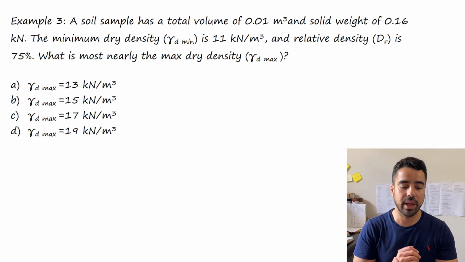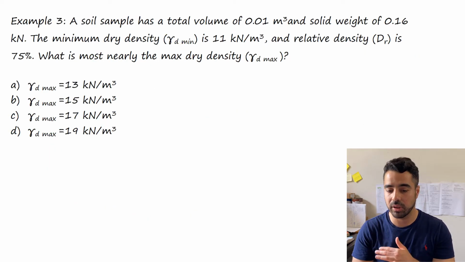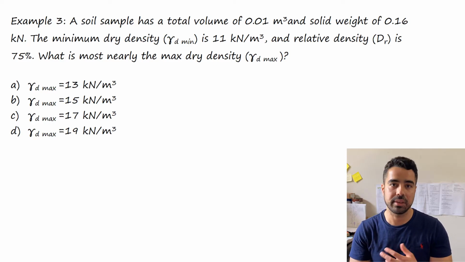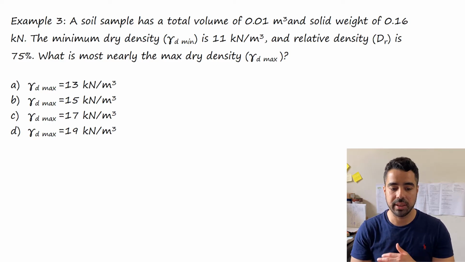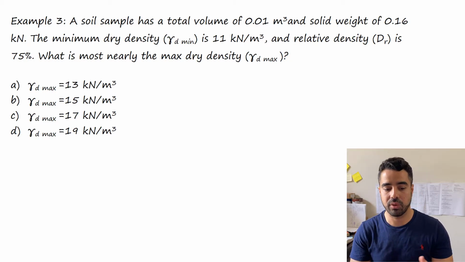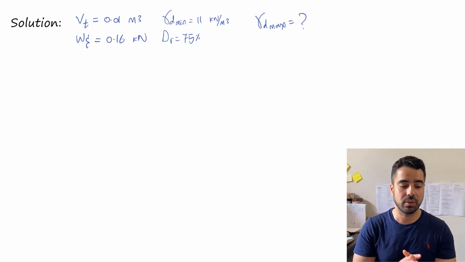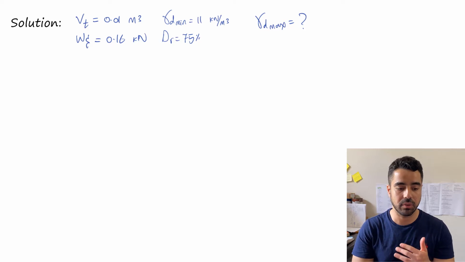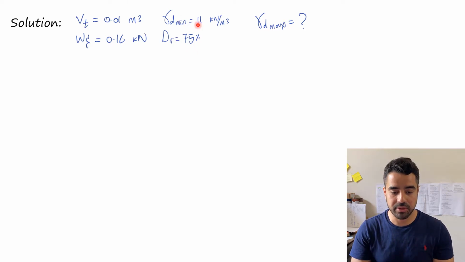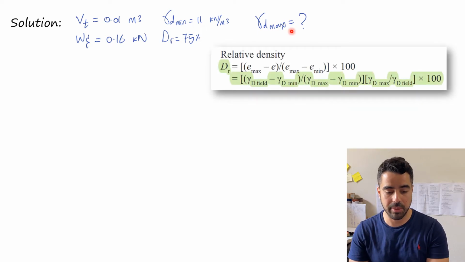Example 3, we have a soil sample, total volume is given 0.01 cubic meter, solid weight 0.16 kilonewton, so we're dealing with SI units. Minimum dry density is 11 kilonewton per cubic meter. Relative density, this is the keyword, is given, but we're looking for the maximum dry density. As usual, we start writing down what is given: total volume, weight of solids, relative density, gamma dry minimum. We're looking for gamma dry max.